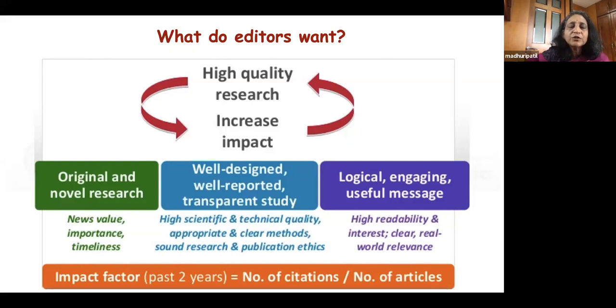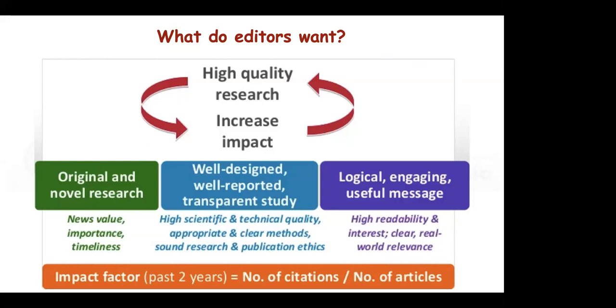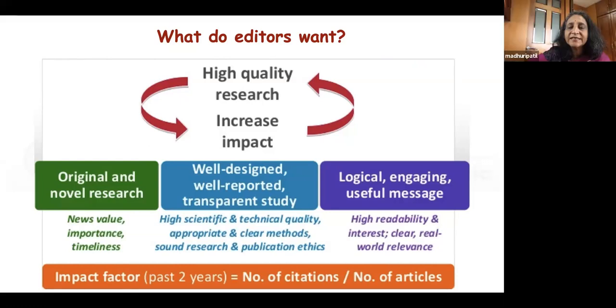And you have to also look at the impact factor. So what is the impact factor? It is the total number of citations divided by the total number of articles in those 2 years, and that is going to give you the impact factor.